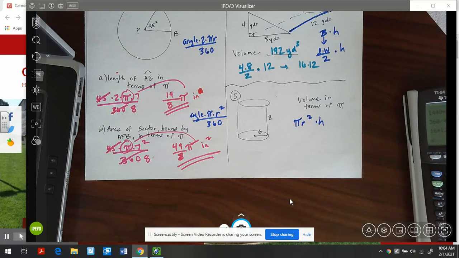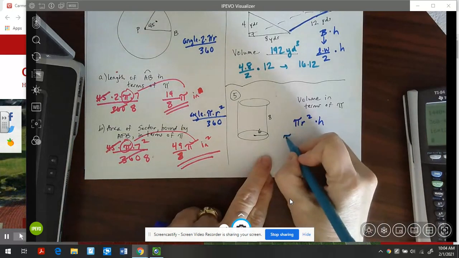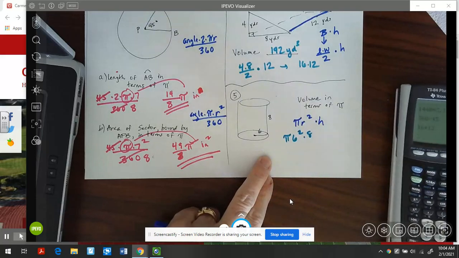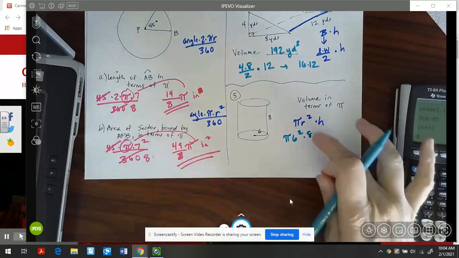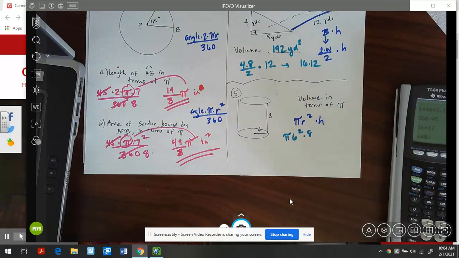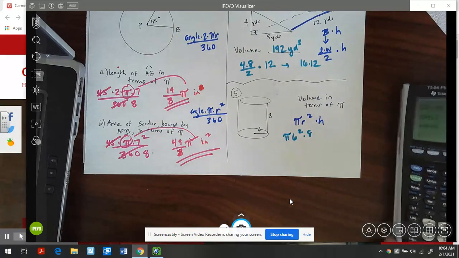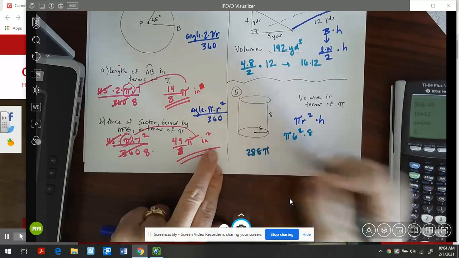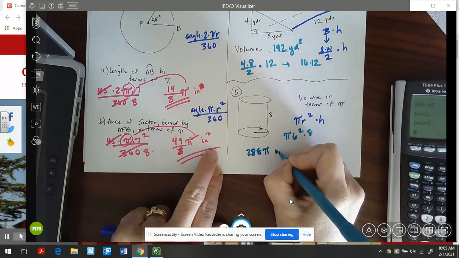So we have pi times 6 squared times 8. Be careful with the order of operations. Make sure you're squaring only the radius. If you do 8 times 6 and then squared, it might square both of those numbers together. So you've got to be really careful. So I'm going to go 6 squared times 8, and that is 288. So this is 288 pi, and we don't have any units, so it's just cubic units.